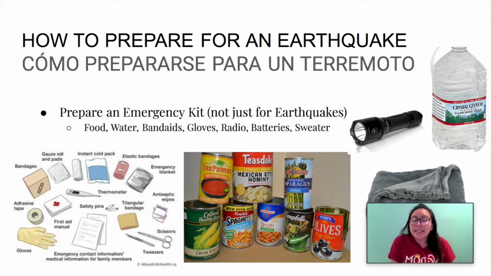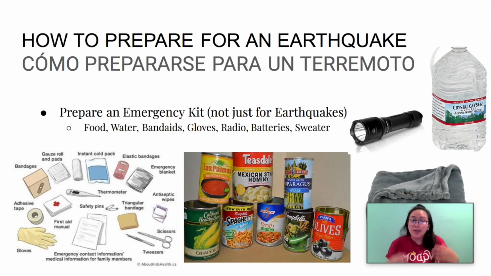Seismologists, or scientists that study earthquakes, use seismographs to measure how strong an earthquake is. But it's really difficult to predict an earthquake, which is why it's super important to know how to prepare for one. The best thing that you can do to prepare for one is to prepare an emergency kit.